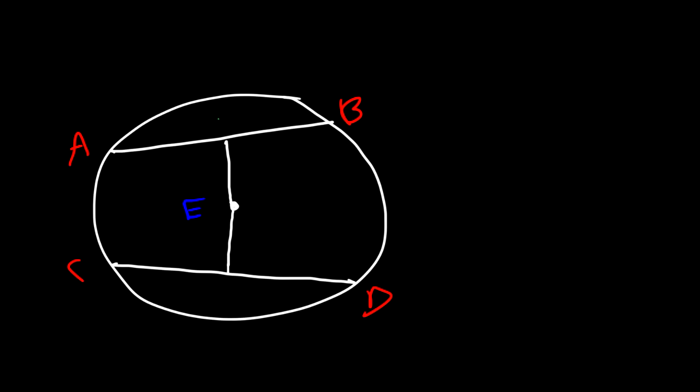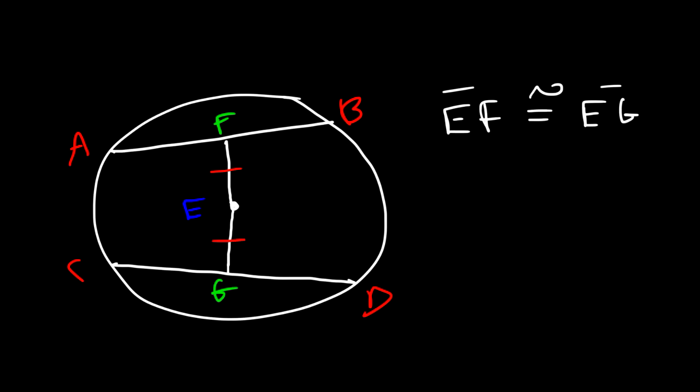Let's call this F and G. So let's say that EF is congruent to EG. What's true? You need to know that if two chords of a circle are equidistant from the center, then they are congruent. Because EF is congruent to EG, that means that AB is congruent to CD. Now, let's say that EF is perpendicular to AB. That means that EF is the perpendicular bisector of AB. So AF is congruent to FB. And if EG is perpendicular to CD, that means that CG is now congruent to GD.